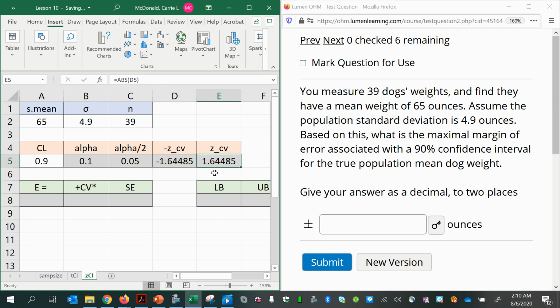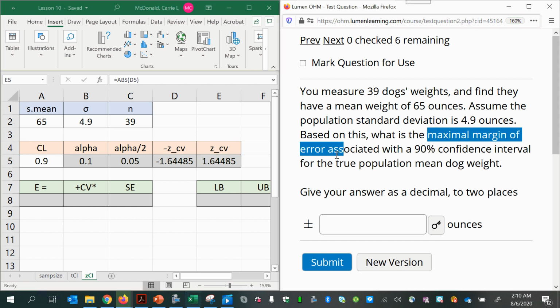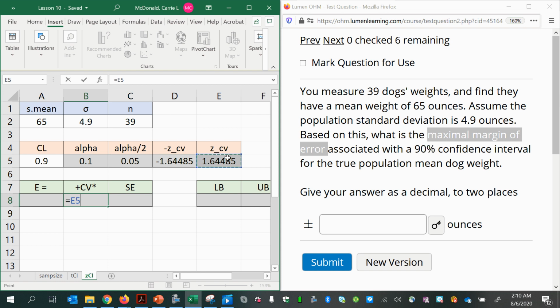So now I have my positive critical value, which I will need for calculating the margin of error, which is what we've been asked to do, right? Based on this, what is the maximal margin of error? So that's our E. Now, E is calculated by taking the positive critical value times the standard error. So the positive critical value is 1.645 if you round it.